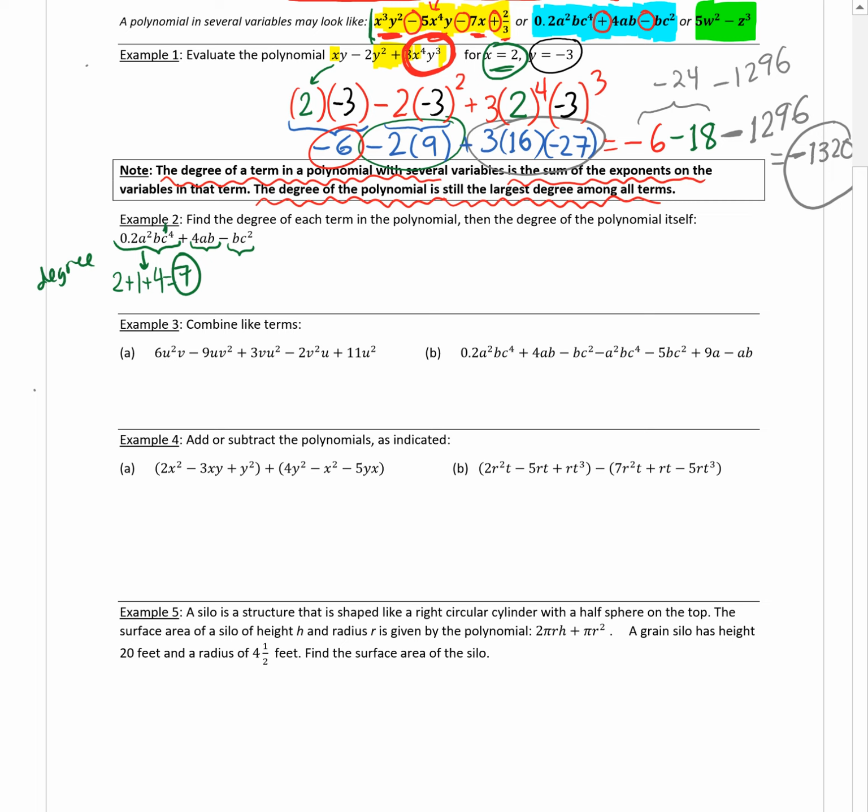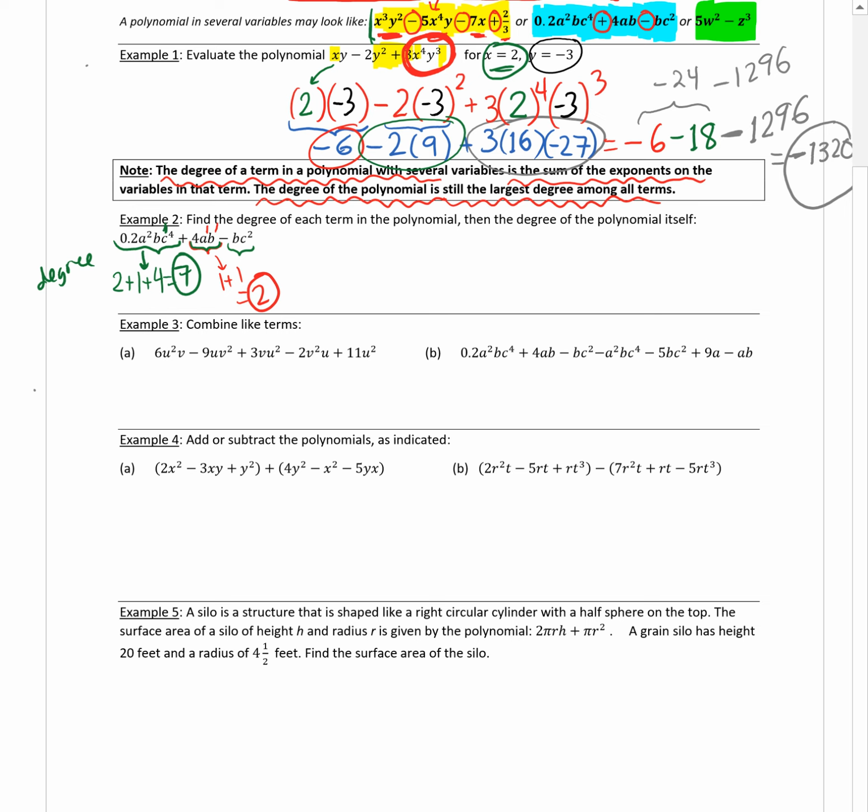Because you're adding all the exponents. A's exponent is 2, plus B's exponent is 1, that makes 3, plus C's exponent is 4, which makes 7. Now let's look at the next guy. It's 4AB. The exponents on the variables are 1 and 1, even though they're invisible. So 1 plus 1 is the degree of the second guy, that's 2.